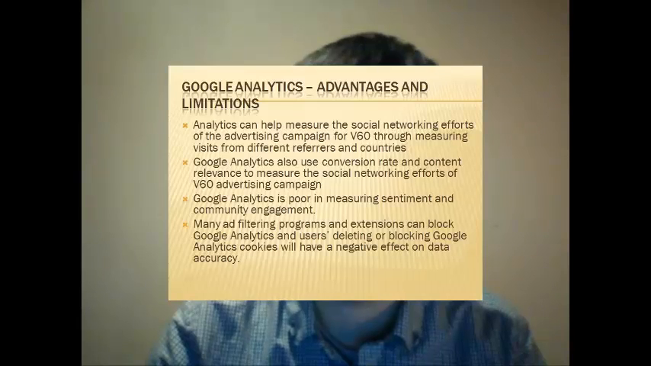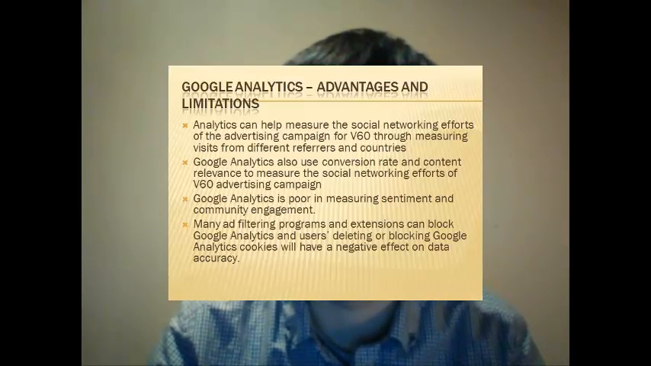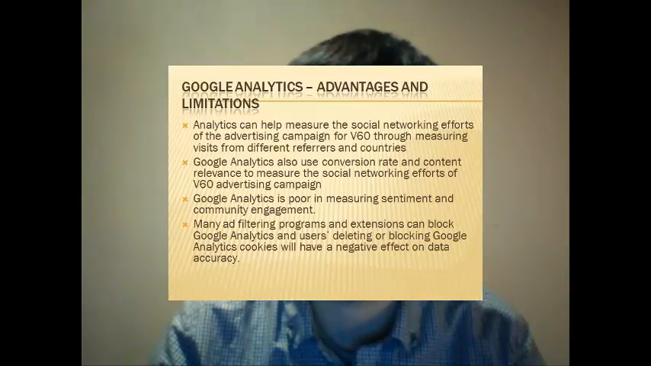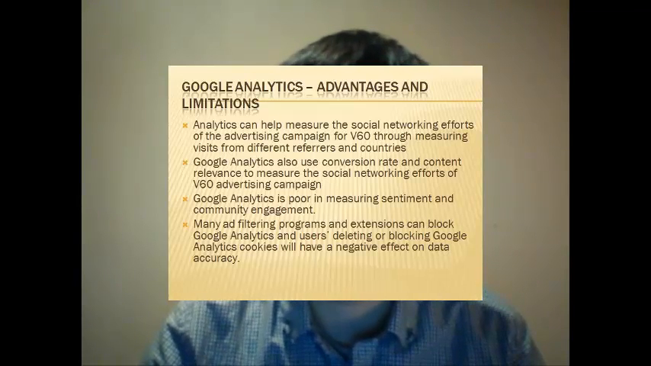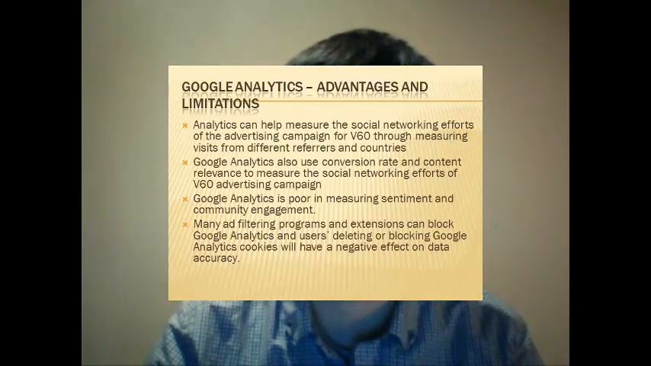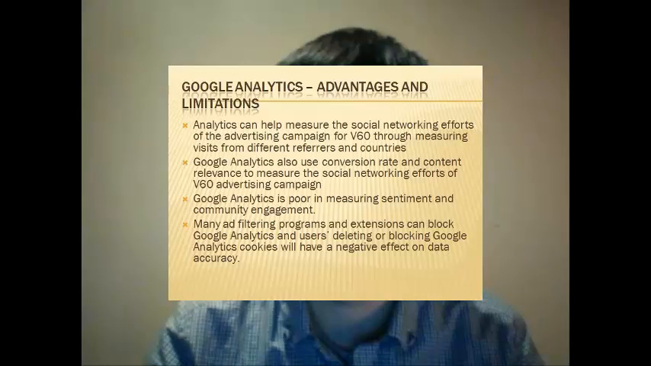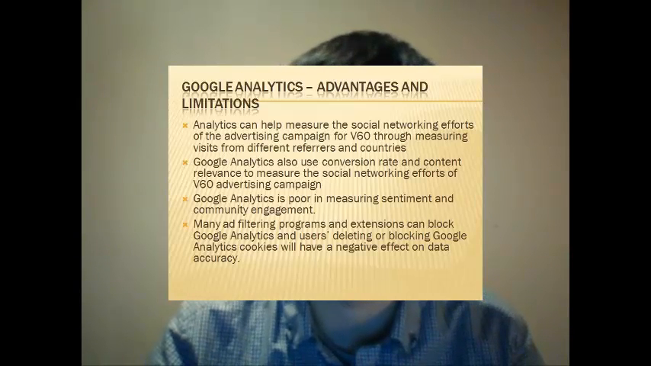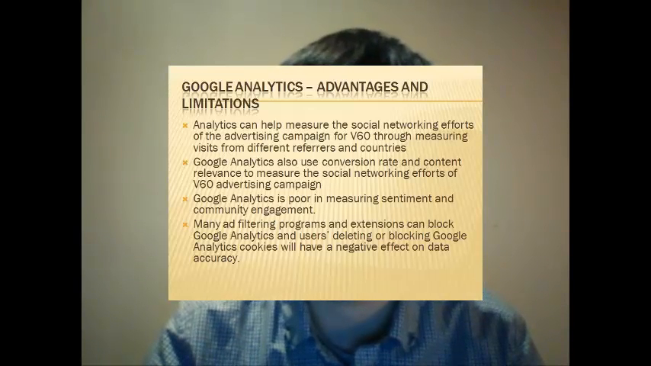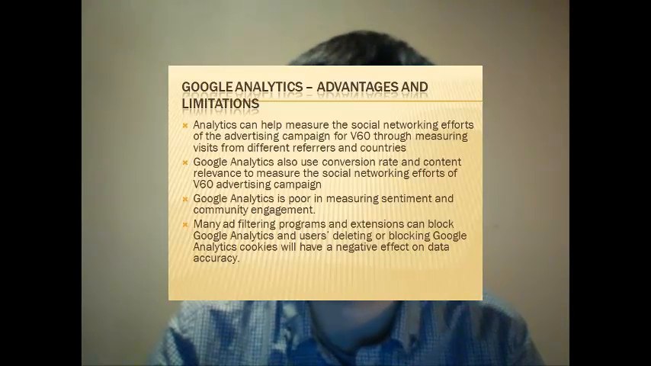Although Google Analytics can identify poorly performing pages with techniques such as funnel visualization, showing where visitors came from, referrals, how long they stayed, and their geographical position, it has an important limitation: ad filtering programs and extensions can block Google Analytics, and users deleting or blocking Google Analytics cookies will have a negative effect on data accuracy. The problem of data accuracy caused by Google Analytics has not helped the company Volvo to measure the effectiveness of the advertising campaign on its V60 car.